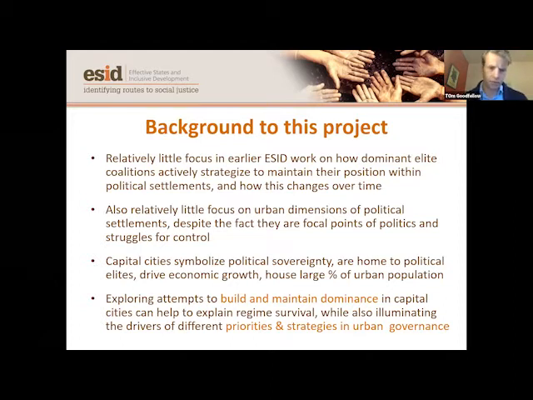So what we set out to do was to bring these things together in a new project that would look at how attempts to build and maintain dominance by ruling parties, ruling coalitions, how those played out in capital cities, and how we could therefore use that as a way to understand how dominant regimes survive in power, but also what it tells us about the kind of urban projects that get prioritized, the kinds of urban governance strategies that elites develop in relation to their political goals of maintaining a dominant position.